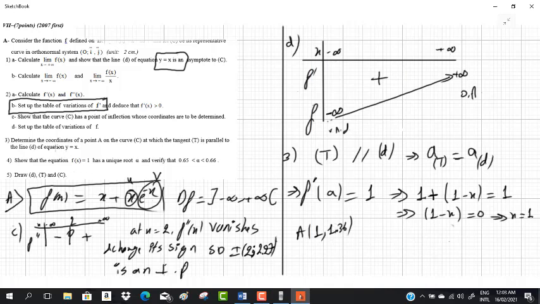This was part 3. Part 4: show that f of x equal 1 has a unique root alpha.